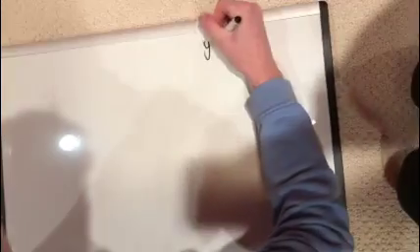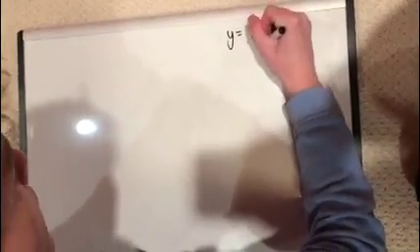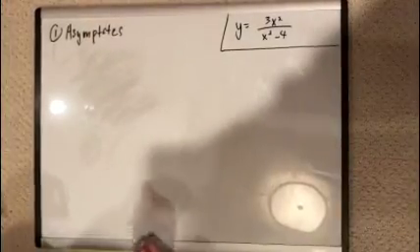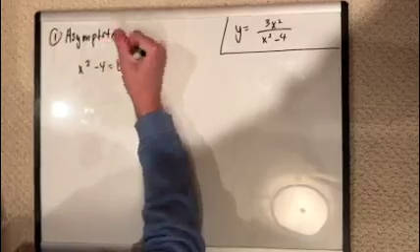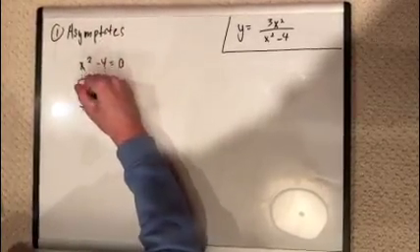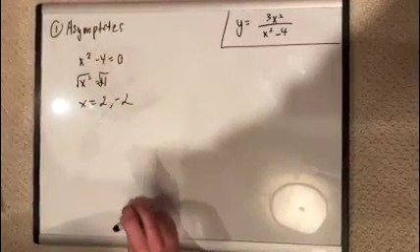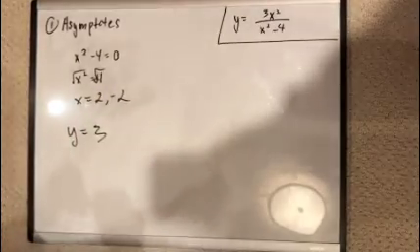Our equation is y equals 3x squared over x squared minus 4. Okay, for the first step, now we have to find the asymptotes. And to find the vertical asymptotes, we set the bottom of the equation equal to 0. So we get x equals 2 and negative 2. And for the horizontal asymptote, since our powers are the same, we put the coefficients equal to each other. So we have y equals 3.